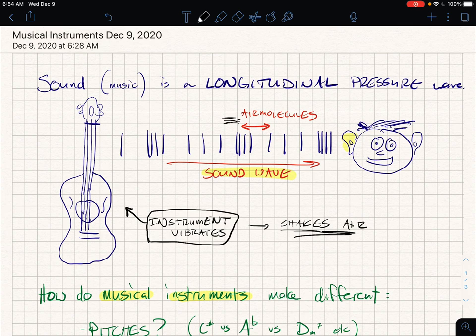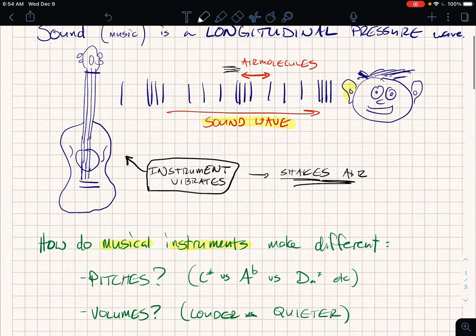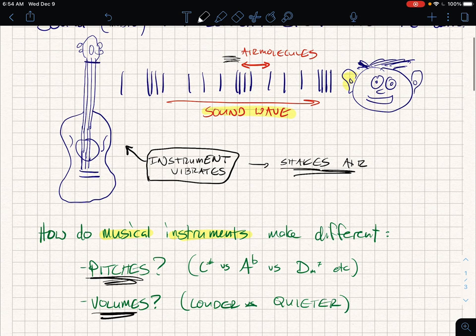So the questions that we want to answer today are, how do these musical instruments make different pitches? How do they make a low-pitch sound or a high-pitch sound? And how do they make different volumes? How do they make a quiet sound or a really loud sound? It all has to do with how you get the instrument to actually vibrate.